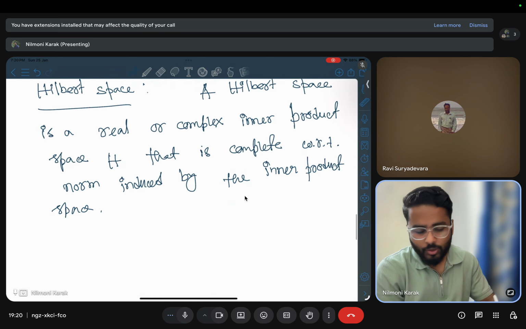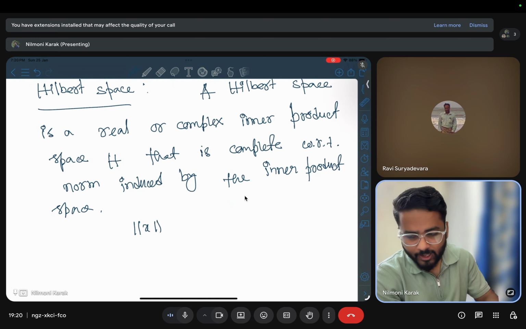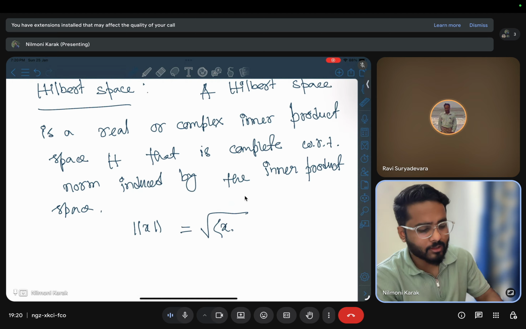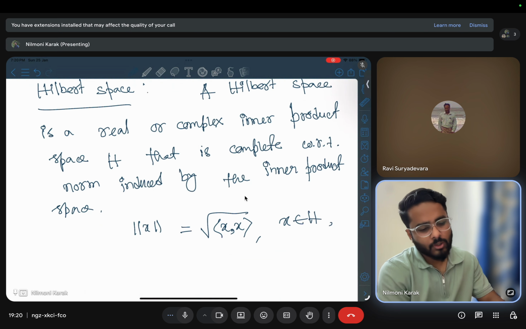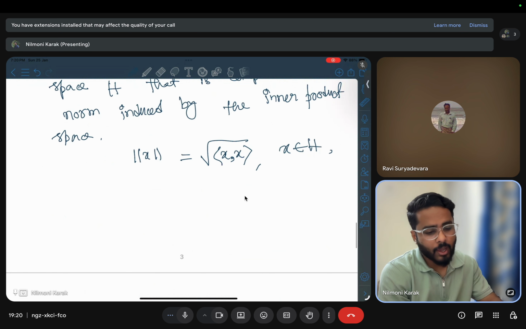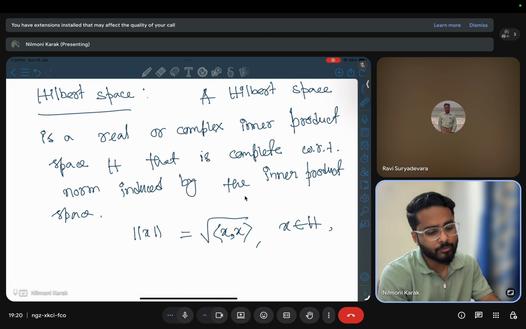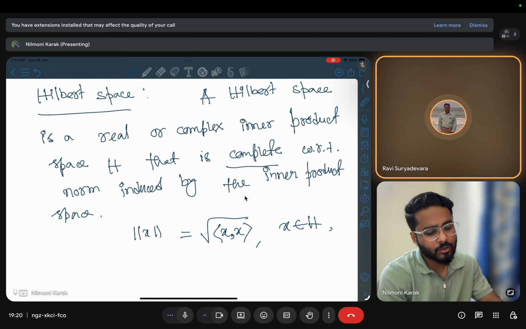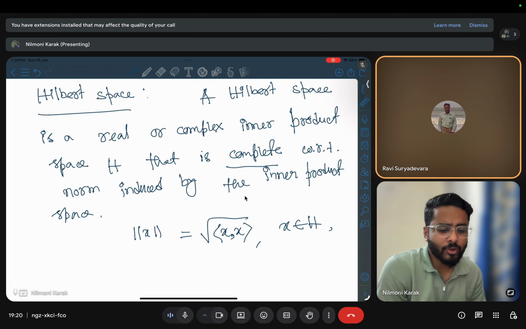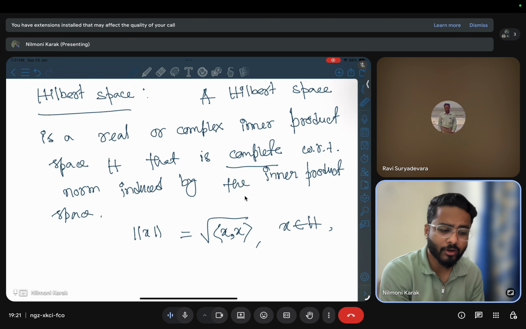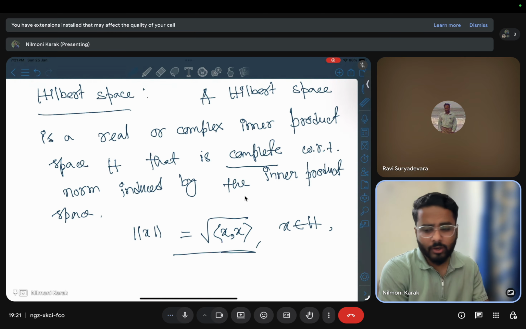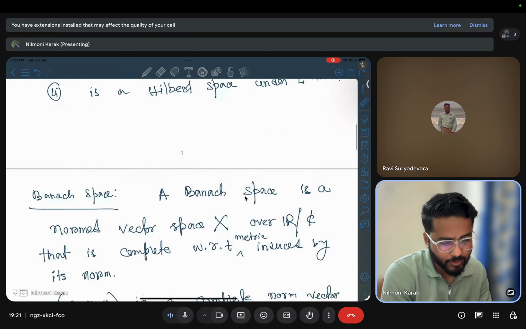So the norm here is like this: the norm of x is the square root of the inner product of x with itself, and x comes from H. Actually, we are saying the Hilbert space is an inner product space which is complete, and the norm is like this. Okay, now we come back to our problem.